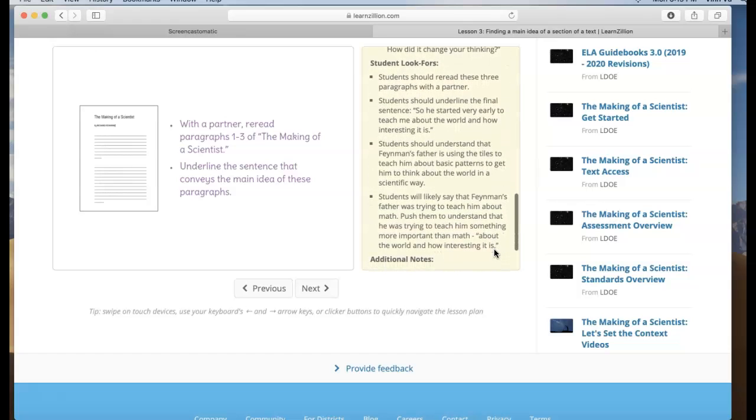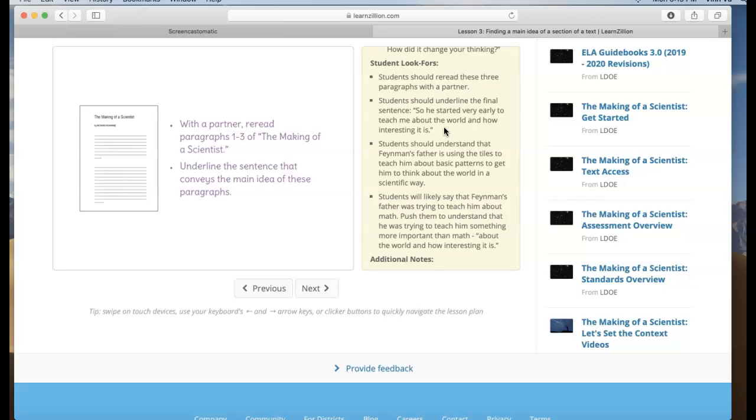So, students, you're supposed to reread the 3 paragraphs with a partner. You should have written something about "So he started very early to teach me about the world and how interesting it is." That's pretty much the main idea here. His father was trying to teach him about the world and how interesting it is, to get him excited about the world and learning new things.